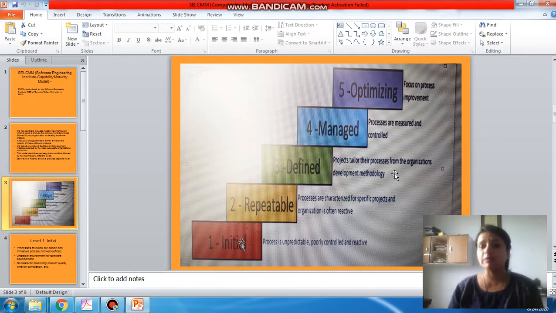Next is managed, as the name specifies. Now you can just reverse this particular process. Means what we don't have at the initial phase, we have all these things. Managed means we are managing everything in a proper way. Processes are measured, whereas earlier we said processes are unpredictable. Now we know how to execute a process and how much time a particular process needs to take, everything about a process, who will process it. Means processes are now measured and controlled.